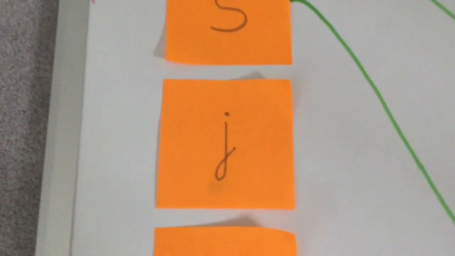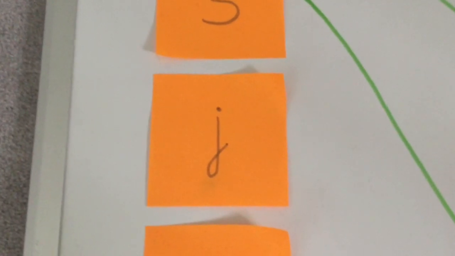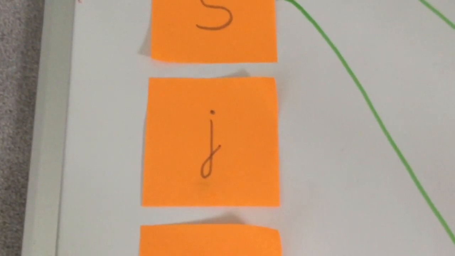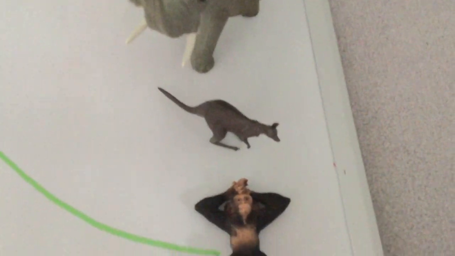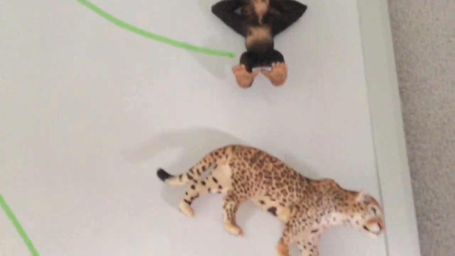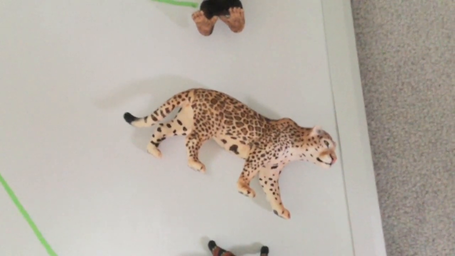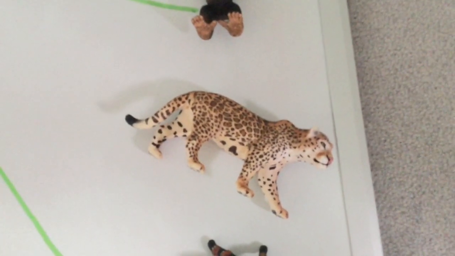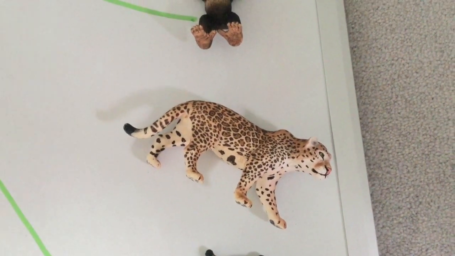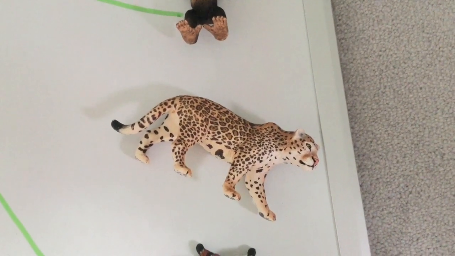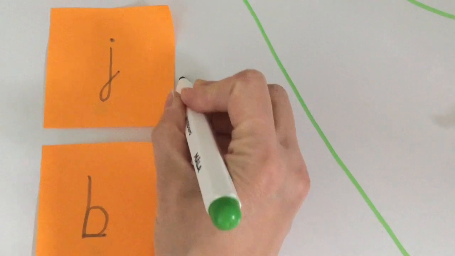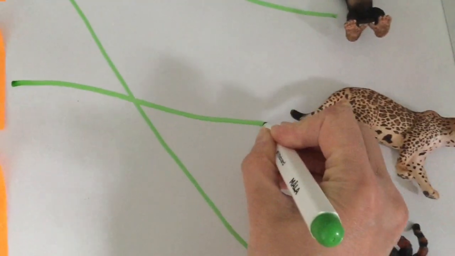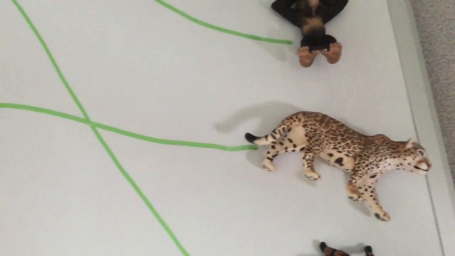Do you remember this letter? What's this sound? Well done. It's a j. J for, and it can't be j for elephant or j for kangaroo. We've done monkey. Oh, can you remember what that one was? What's that one? That's right, it's a j for jaguar. So let's draw a line from the j to the jaguar. There we go. Well done.